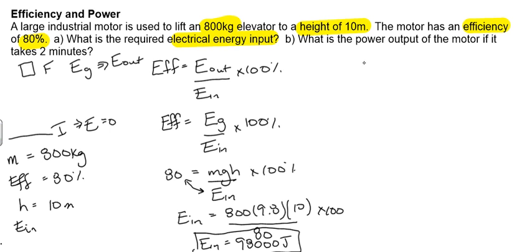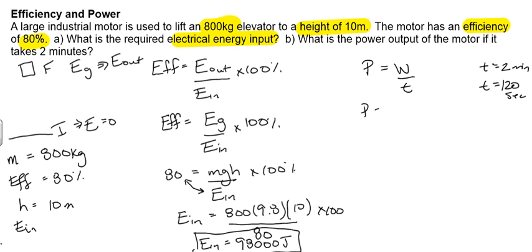We also need to look at the power output of the motor. Power equals work divided by time. I didn't put the time down. The time is equal to 2 minutes. But we can't leave it that way, so we've got to put it in seconds. You know how to do that: 120 seconds, multiplied by 60, because there are 60 seconds in a minute.